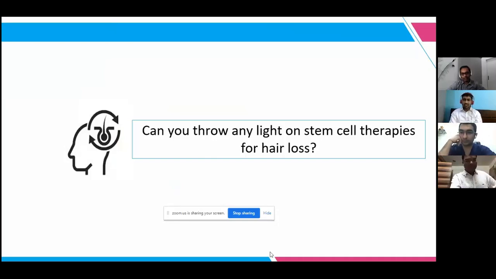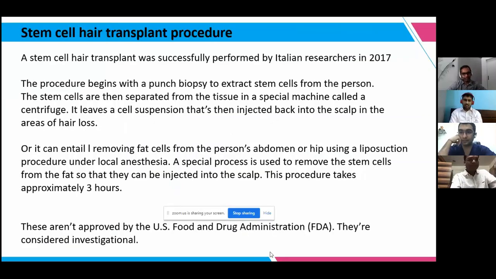Hello. I don't think we have any practical use for stem cells at present, sir. I think it's still in research. They say that a stem cell hair transplant was successfully performed by Italian researchers way back in 2017. It begins with a punch biopsy, then they take out the stem cell, separate the tissue, and then by centrifuging they leave a cell suspension that will be injected. That is what they say.